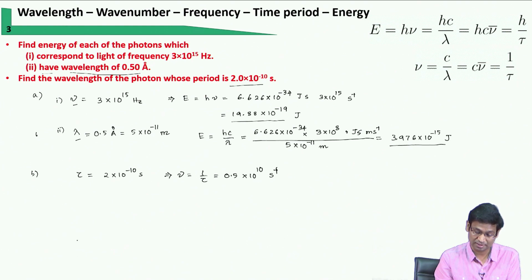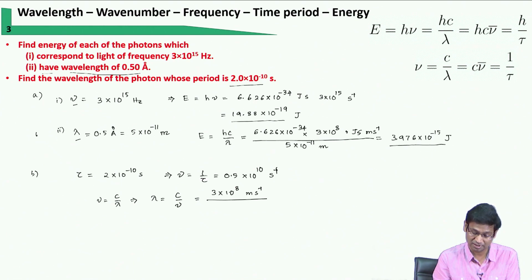This is the frequency. Now, the question asks for the wavelength, but we know that nu is c by lambda. Therefore, lambda is c by nu. So, 3 into 10 to the power 8 meter per second, that is the speed of light, divided by the frequency, which is now 0.5 into 10 to the power 10 second inverse. You would see that the unit that comes out is meter, and this comes out to be 0.06 meter.